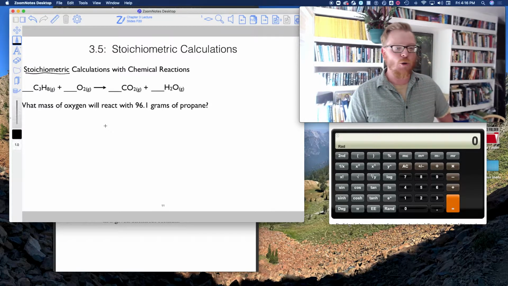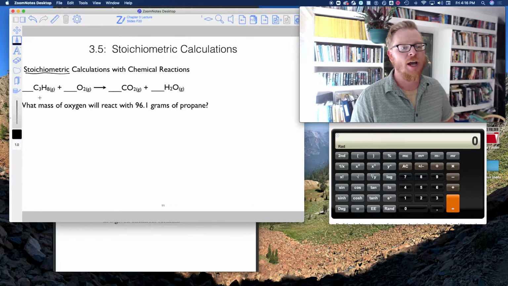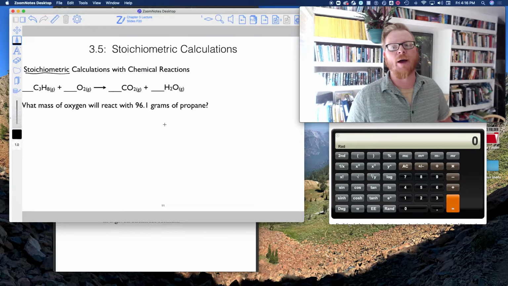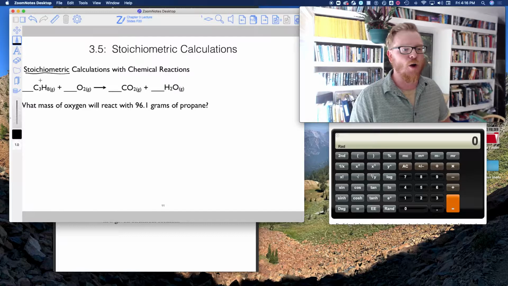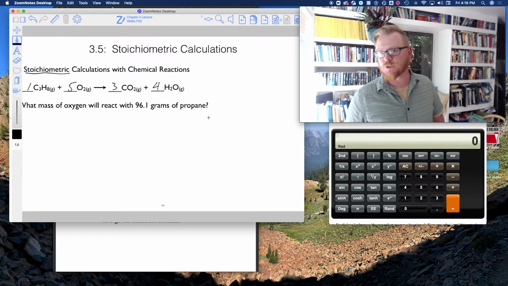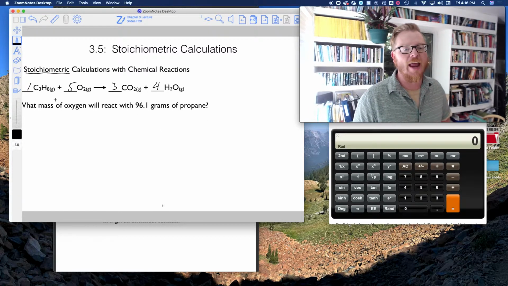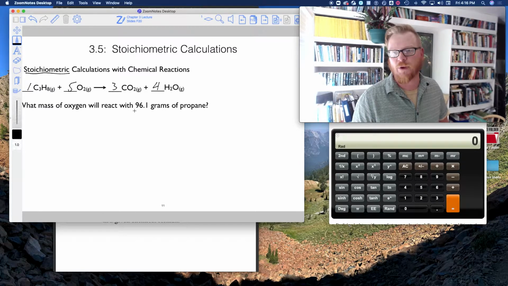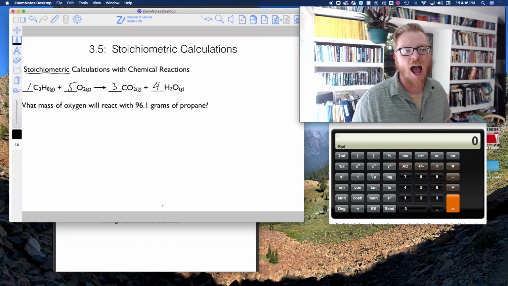Okay. So we're back to this reaction that we talked about earlier. So this is the reaction of propane. Okay. And whenever we see a chemical reaction, the first thing that I want you to start thinking about is, is the reaction balanced? And if not, before I do anything, I have to balance it. So hopefully you can tell with all these blank spaces, the reaction's not balanced. So we've got to balance it. And as you recall from last time we did that, these numbers were 1, 5, 3, and 4. Make sure you can get to those numbers, right? We did that last time. Okay. And so now this is not so much a question of how much CO2 will this reaction produce, but instead it's how much oxygen will react with 96.1 grams of propane.